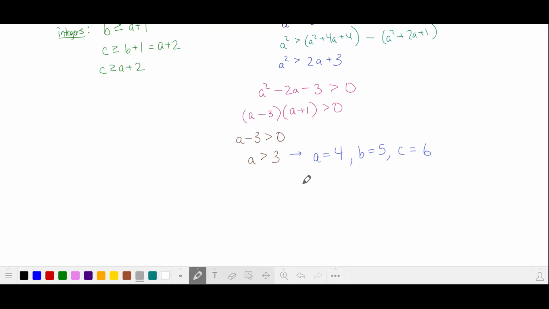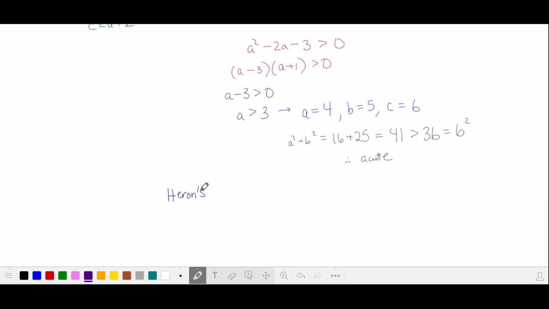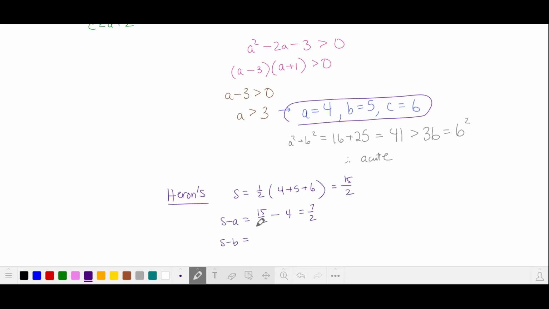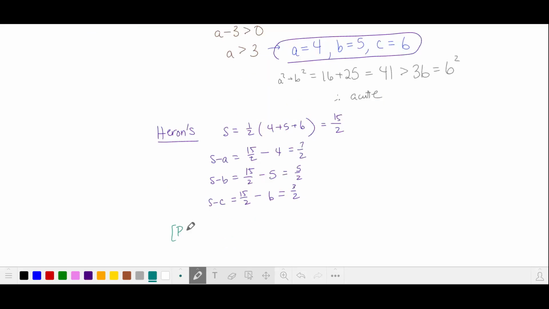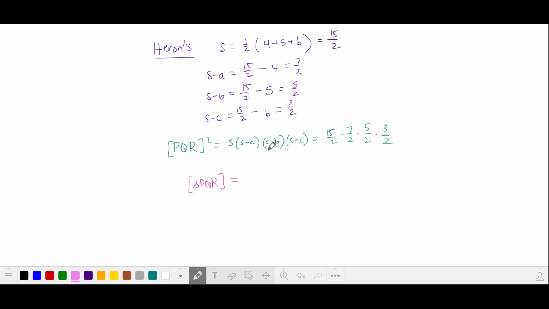Testing that they're acute, the sum of the squares of the 2 smallest sides is 41, which is greater than 6 squared. Now we'll use Heron's formula to find the area of each of our 4 congruent triangles. The semiperimeter is 15 over 2, and we'll subtract these other side lengths. We'll find the square of the area of one of our faces and take the square root, and the total surface area is going to be the area of 4 of these triangles. 15 root 7 is option D.